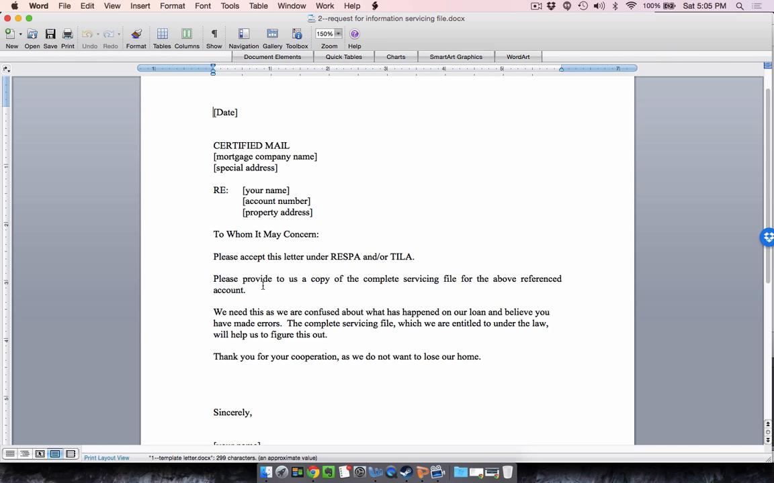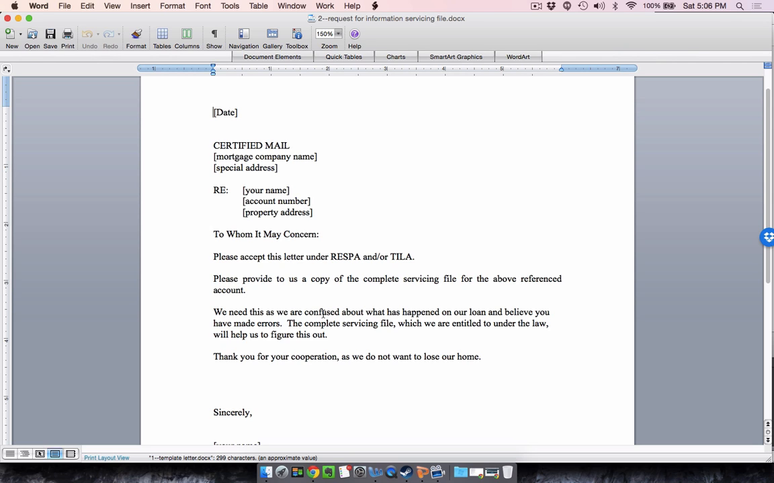The servicing file is what the mortgage company has that documents phone calls, letters going out, letters coming in, internal conversations. It's where they keep all their notes. And you want that. Now, they'll almost always say you're not entitled to it, and that's simply not true. But let's ask them for it, let them reject it, and then you follow up with it.